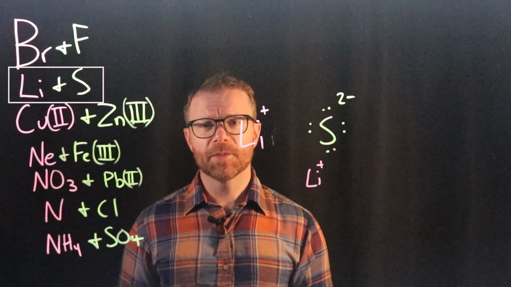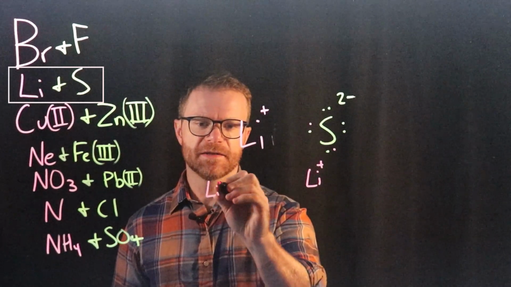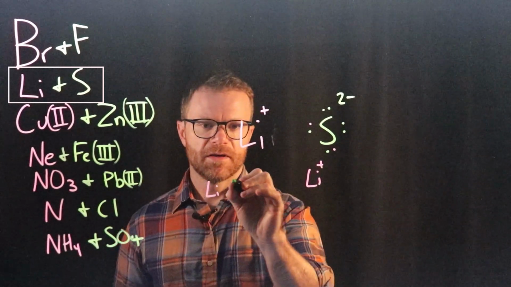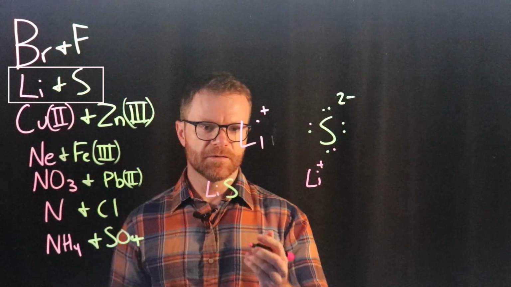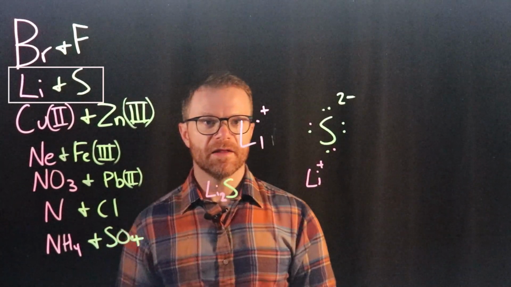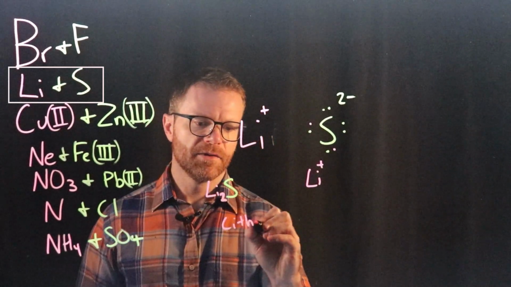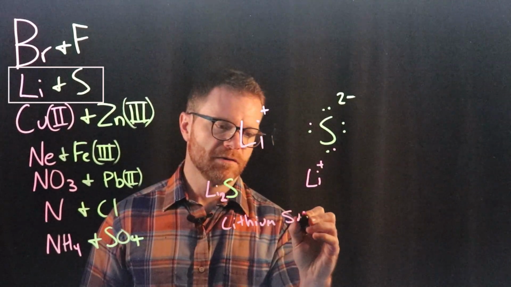When it's time to write the chemical formula for an ionic compound, the metal always goes first, that's lithium. Then we put the nonmetal, that's sulfur, and remember there's 2 lithiums, so we need a little 2 subscript there, Li2S. And we would call this lithium sulfide.